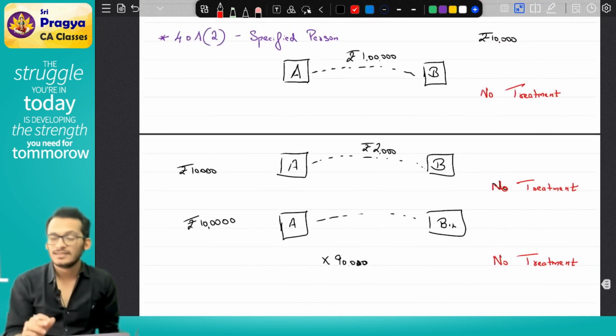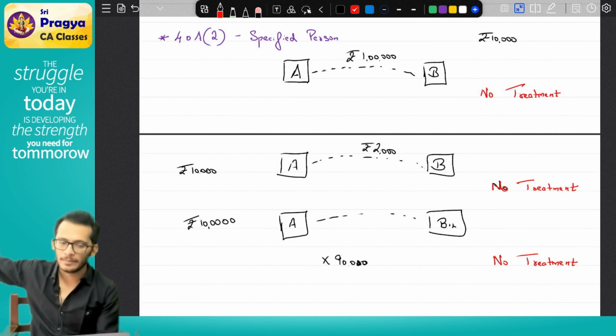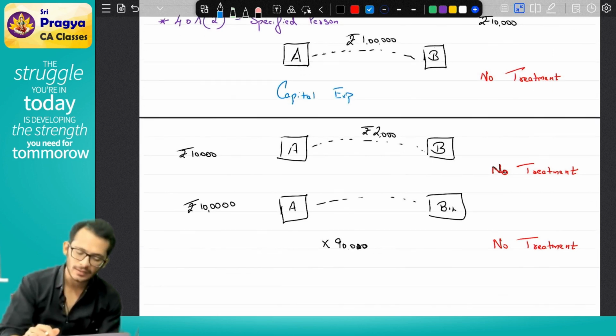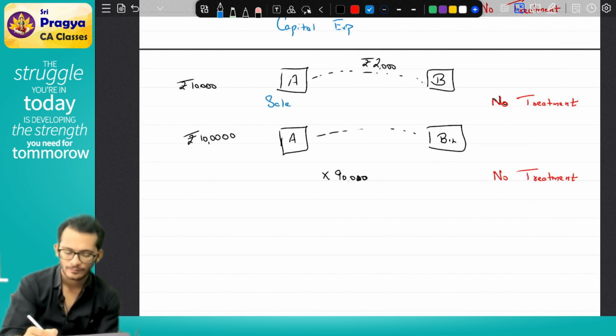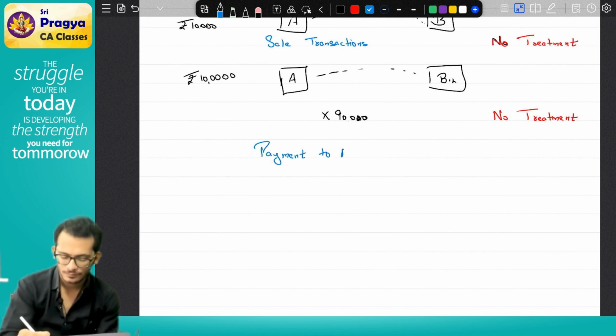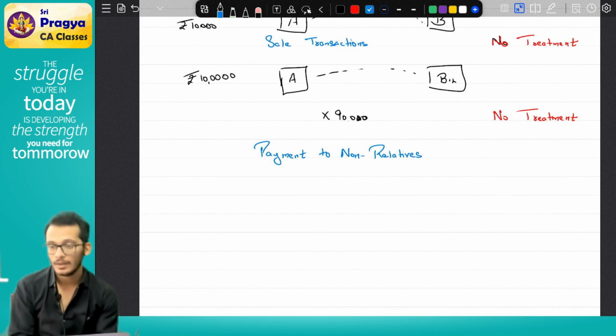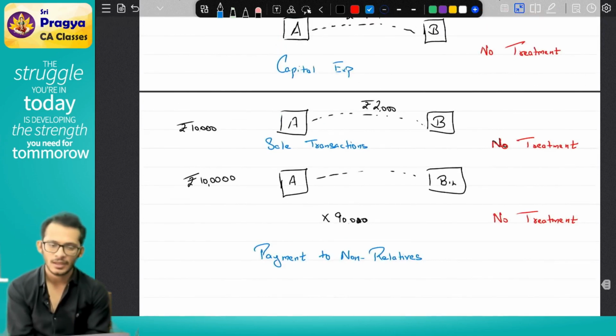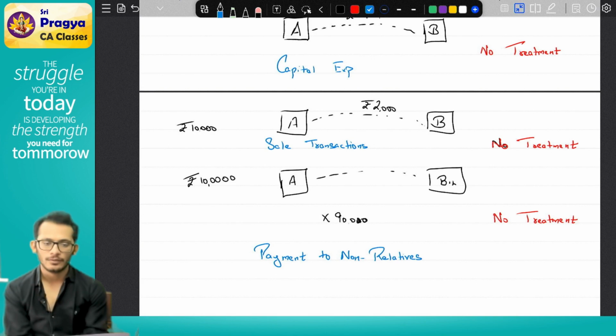In simple words, Rahul, this section is a very specific section. It does not cover capital expenditures. It does not cover any sale transactions. It also does not cover any payment to non-relatives. These 3 transactions are not even part of the section. You do not have to look into them. Yes or no?